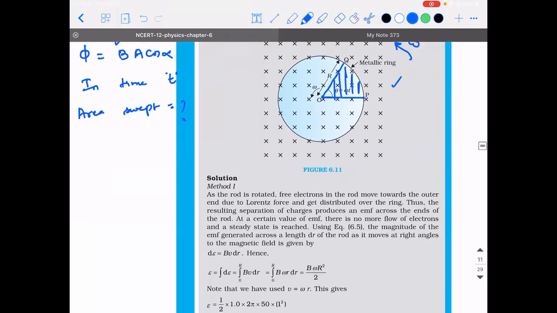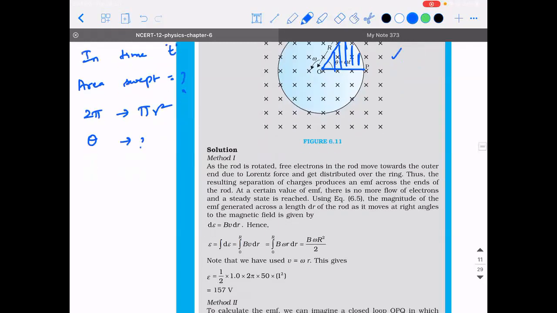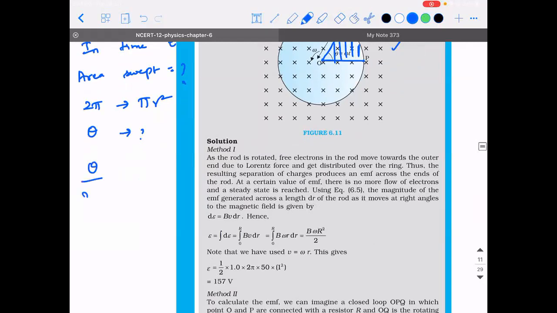If I say for 2 pi radians, the area swept is pi r square. For theta radians, how much will be the area? It will be theta divided by 2 pi into pi r square. So pi and pi will get cancelled. So A will be equal to r square theta by 2. Guys, any doubt at this point?